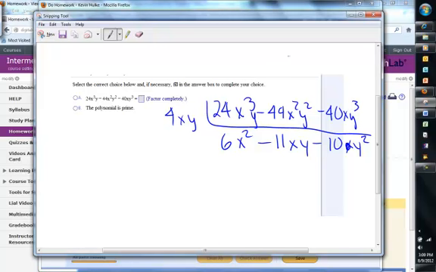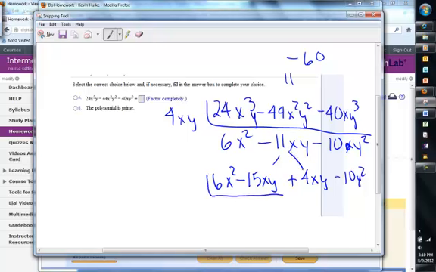Multiply the first term times the last term, you get negative 60. What two numbers multiplied equals 60 and are 11 apart? Minus 15xy plus 4xy minus 10y squared, 6x squared. Okay, now we can factor by grouping. We can take out a 3x, and we're left with 2x minus 5y. Can take out a 2, and we're left with 2x minus 5y.